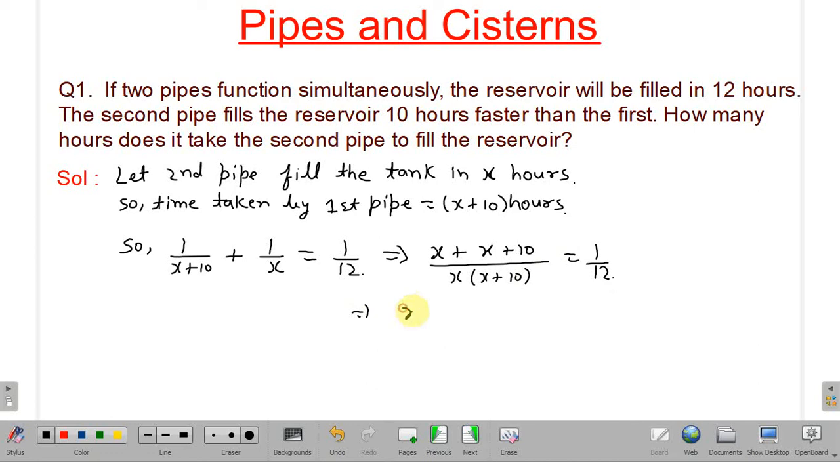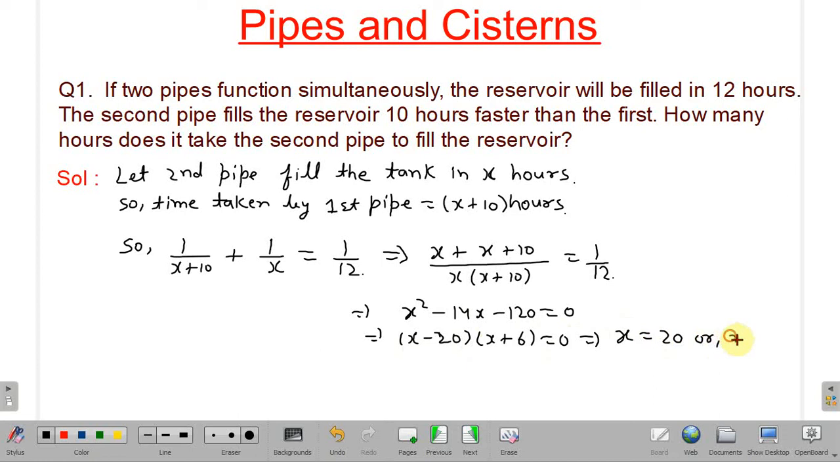So after simplification, we will get x square minus 14x minus 120 is equal to 12. And then we have to find the factors, and factors will be (x minus 20) into (x plus 6) equal to 0. So it will give two values of x, that is x equal to 20 or x equal to minus 6. But what is x? X is the time, but can time be negative?